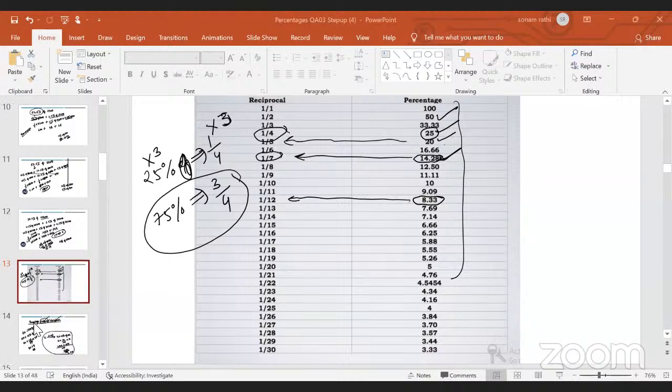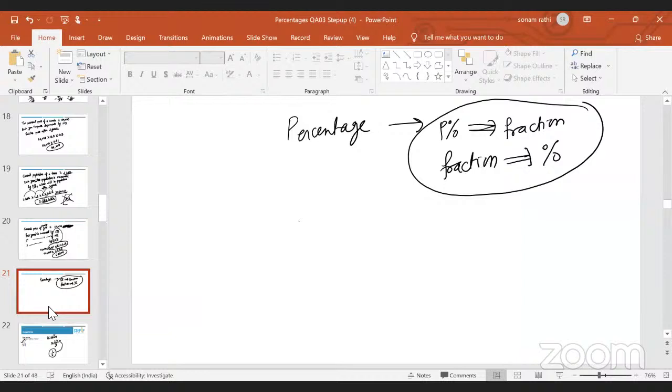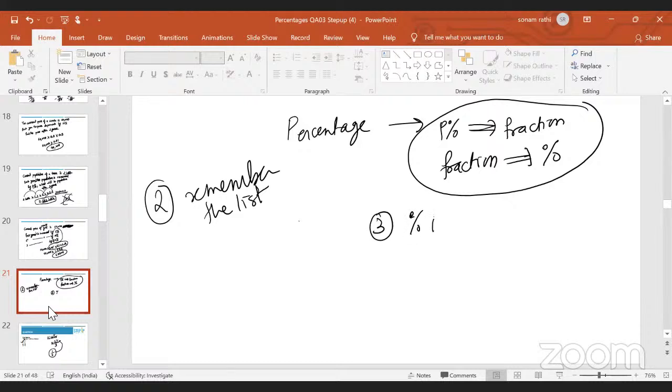So the second thing we have learned today: fraction to percentage, percent into fraction. That is the second most important thing that you have to remember. Remember the list. The third thing we have learned is percentage increase and decrease. All the questions which involve increase or decrease, whether population or price, wherever you have to increase or decrease anything, you can use this logic.